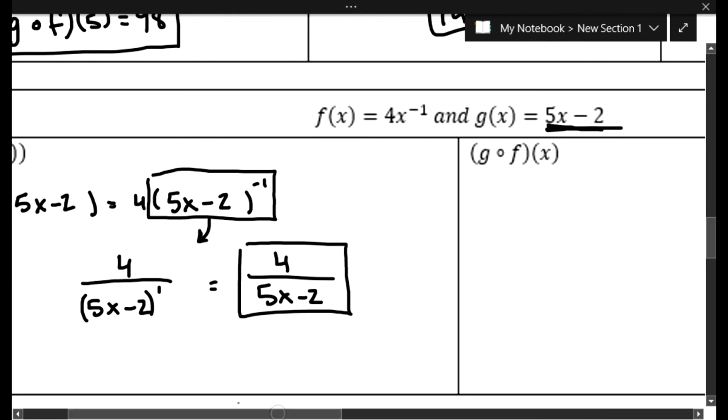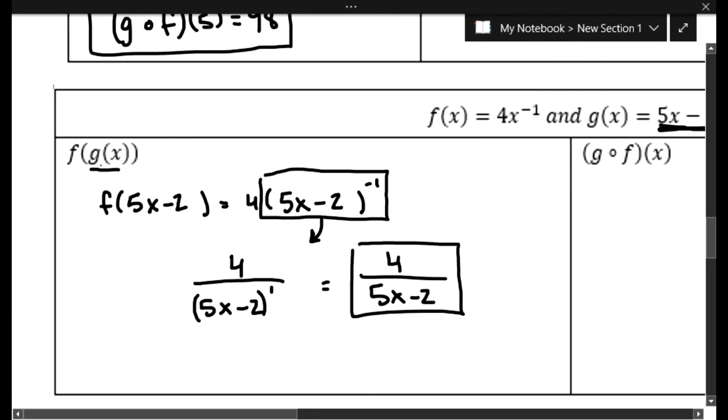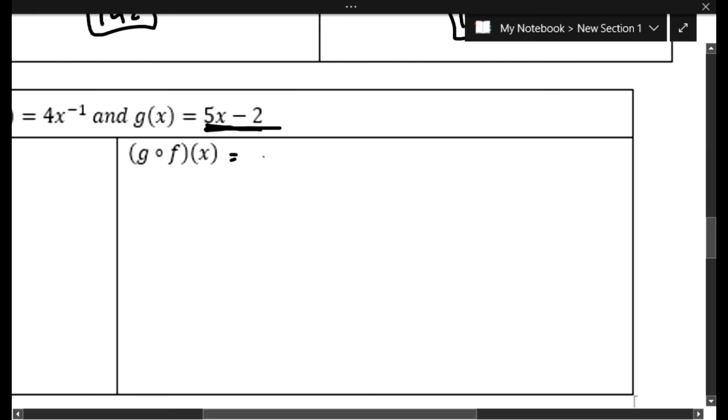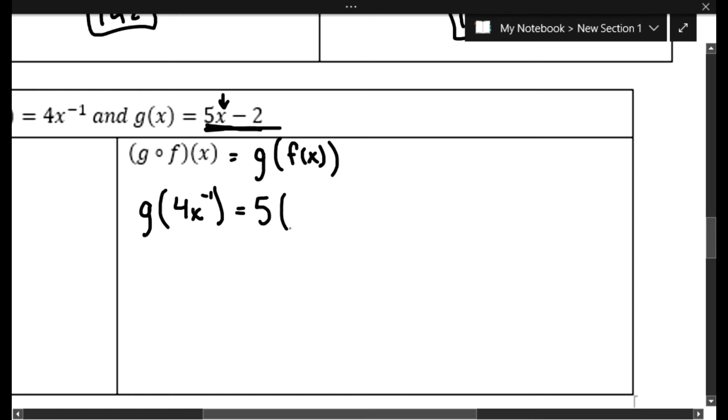All right, this one is g of f of x. So we plugged the g of x function into the f of x function. Now we're going to go the other way around. I'm going to take my g of x function and plug in my f of x function. So g of 4x to the power of negative 1, and anywhere in that g function where there's an x, I'm going to plug in 4x to the power of negative 1. So 5 times 4x to the power of negative 1 minus 2.